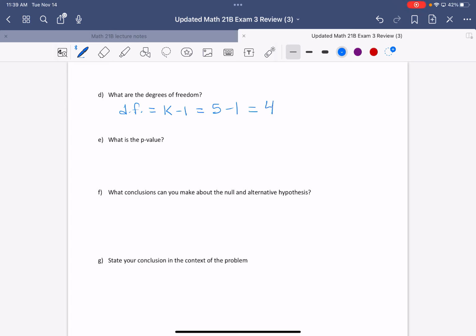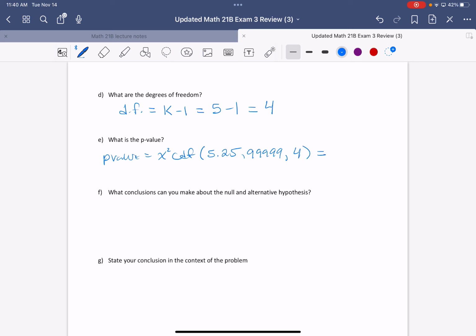So you take your number of possible outcomes, which in this case is 5, because there's 5 letters, A, B, C, D, or F, and then subtract 1. All right, then let's find the p-value. The p-value equals chi-squared CDF. Your lower bound is your test statistic, which we found to be 5.25. It's always going to be a right-tailed test for these, so going towards positive infinity. And then the degrees of freedom, 4.